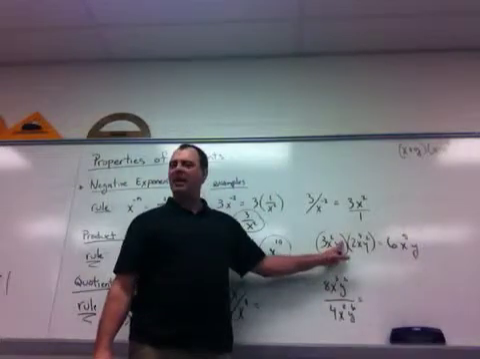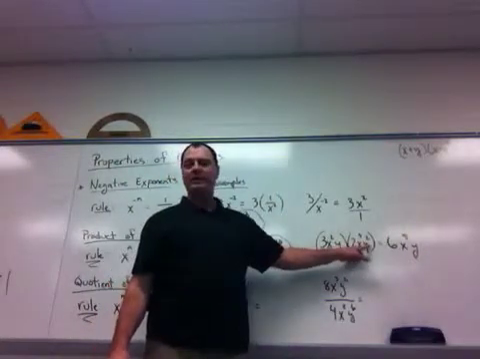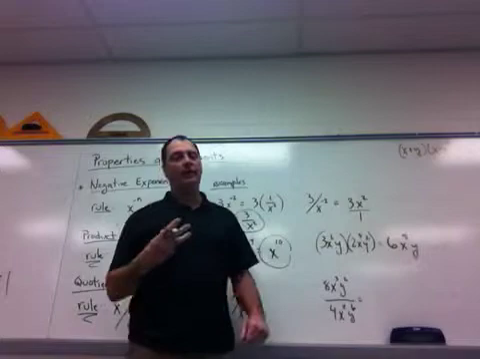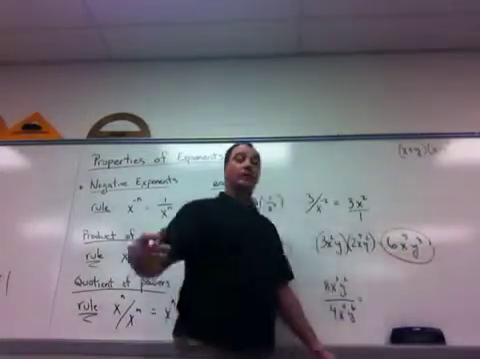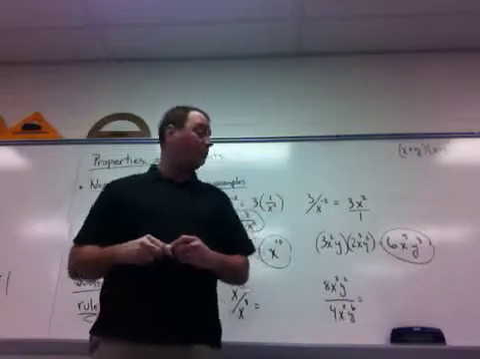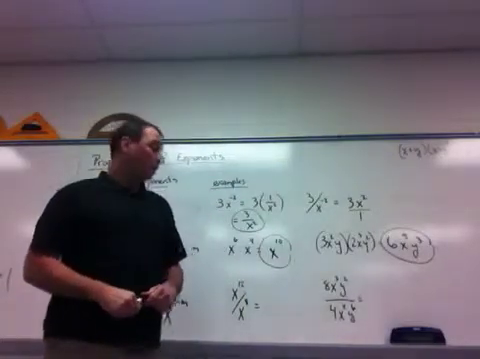And there I have a y to the 1 and a y to the 2. If I add 1 and 2, I get 3. And so here I would end up with 6x to the 5th, y to the 3rd.